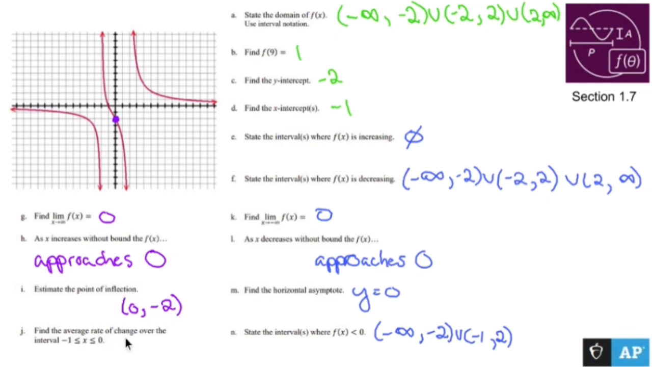Find the average rate of change over the interval negative 1 to 0. So that's negative 1. That's 0. The average rate of change is a slope where we go down 1, 2 over 1. So we'll say negative 2 over 1, which is negative 2. Holy Christmas, that's a problem. But we did it.